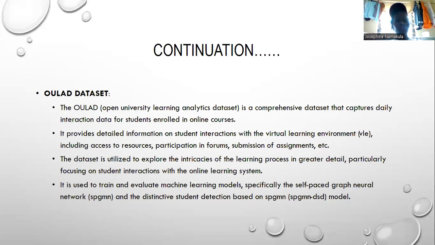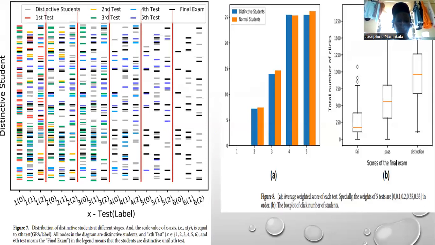The OULAD dataset, which is the Open University Learning Analytics dataset, is a comprehensive dataset which captures daily interaction data for students enrolled in online courses. So when I go to this side, this table indicates different tests done by both distinctive students and common students, and by only distinctive students, from the beginning of the semester up to the final examinations.